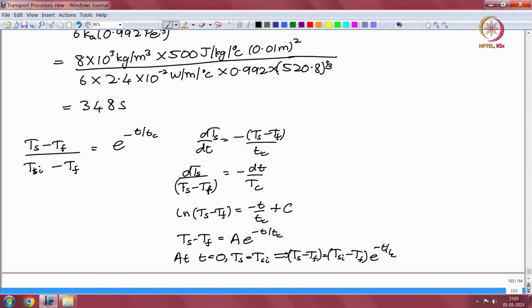So, Tsi minus Tf is the initial temperature difference. The temperature difference between the sphere and fluid at time t is equal to the temperature difference at initial time t is equal to 0 times e power minus t by Tc. So, that is the expression for the temperature in the sphere.